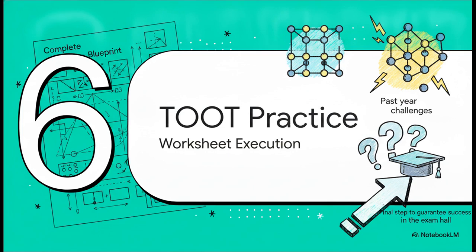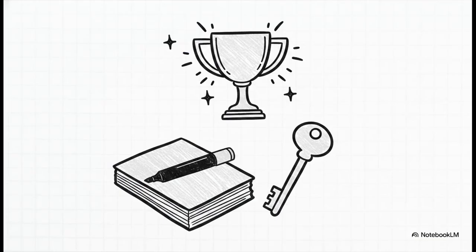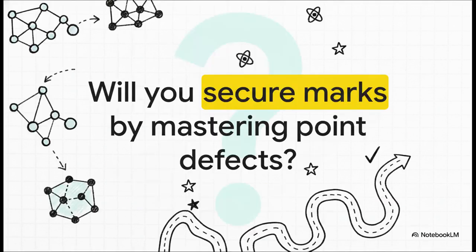Section 6. TOT Guide Practice. As we wrap up today's explainer, I want to leave you with this direct note from the source. The TOT guide section-wise worksheet is available for practice. Practice is your absolute best tool right now. Seriously, doing those reps is how you turn theory into test day triumph. You've got the exact past year questions, and you know the core differences between Schottky and Frankel defects inside and out. So the only question left is, will you secure your marks by mastering these specific point defects? Grab that worksheet, get to practicing, and never drop a solid-state chemistry mark again.